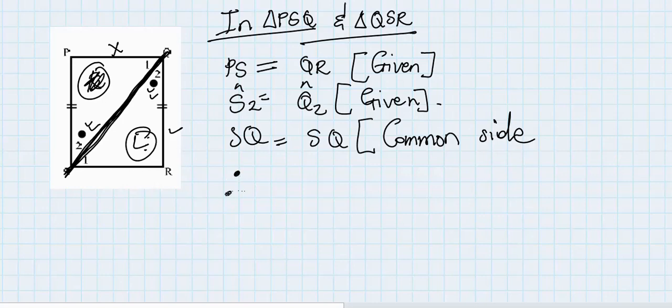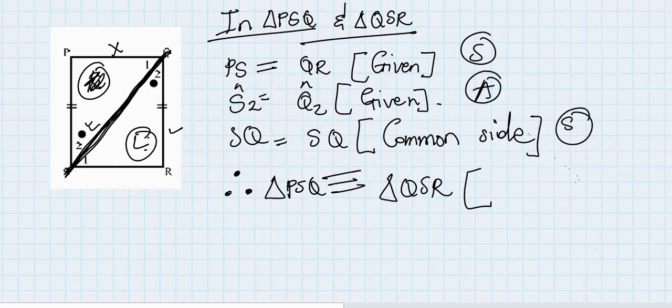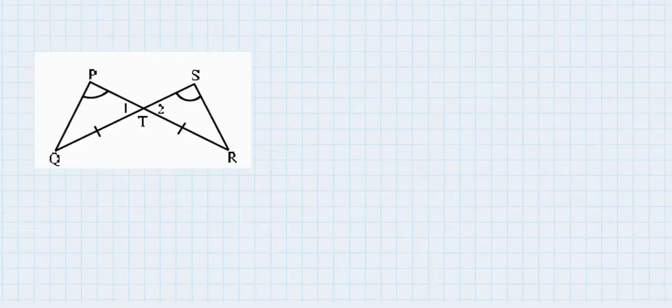Then now I can make a conclusion. After proving 3 things, that's all I need. I can say therefore triangle PSQ is congruent. You see the symbol for congruent to triangle QSR. My reason for congruency, what did I prove here? I proved a side here, I proved an angle here, and I proved a side here, right? So what is this case of congruency? It's side, angle, side, this way. We all see that. Okay, let's move on.